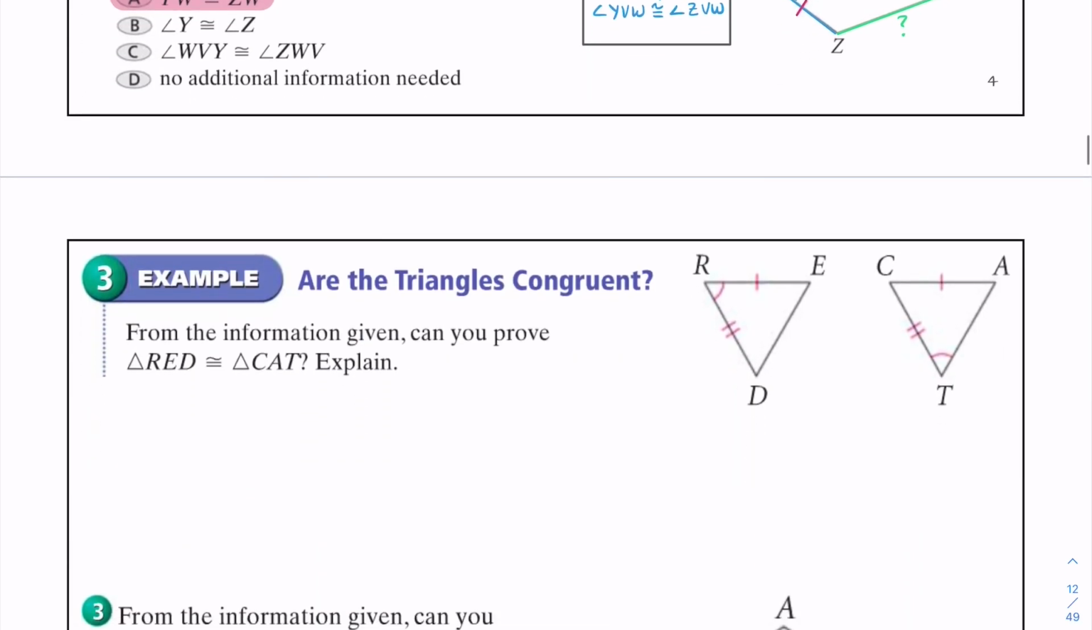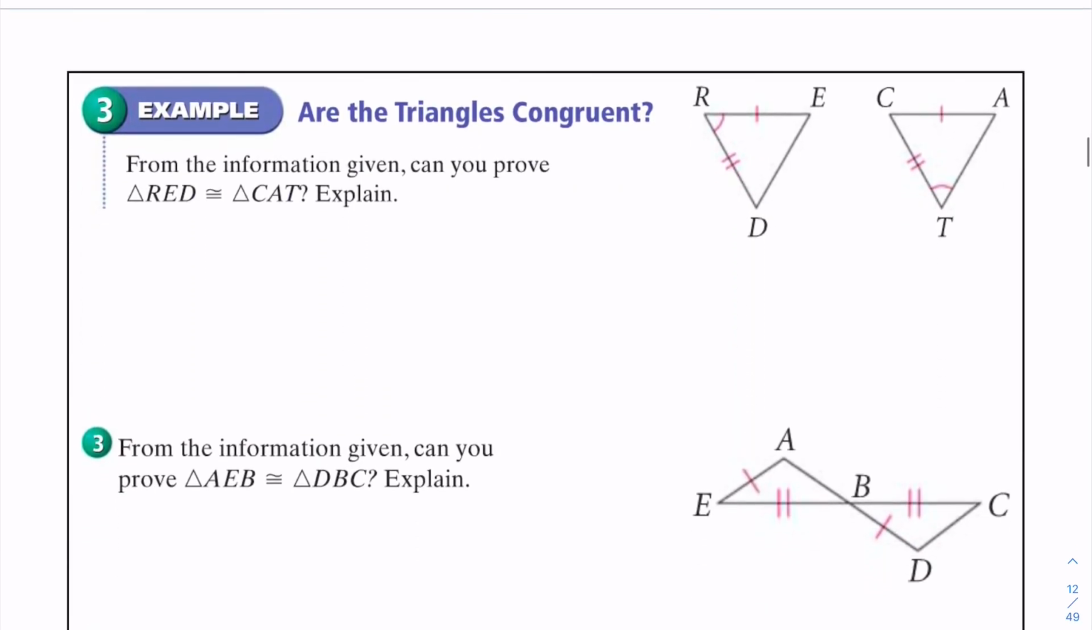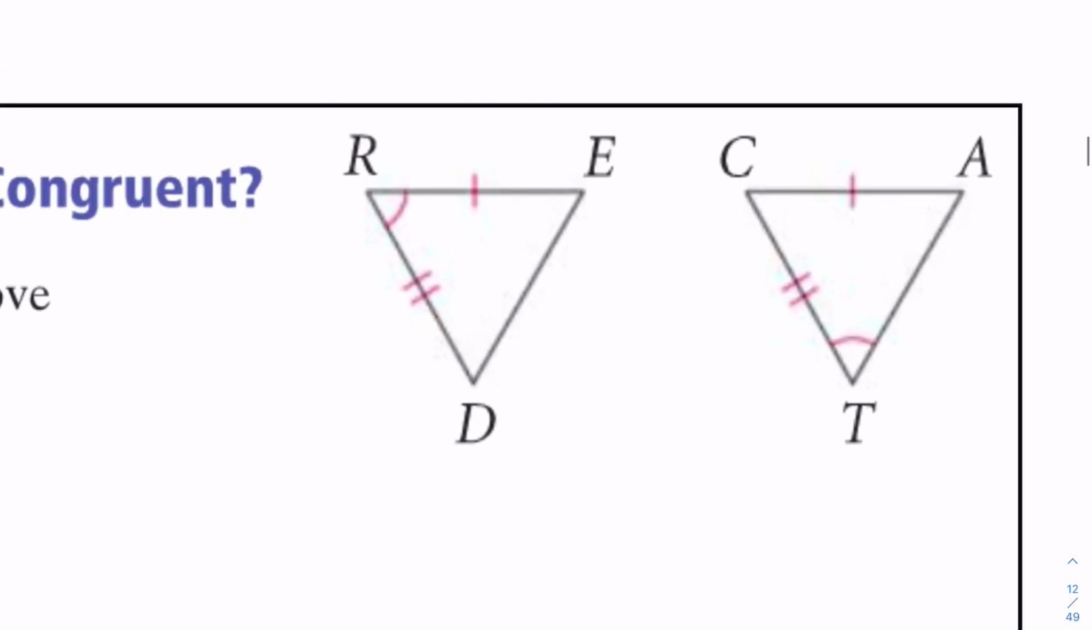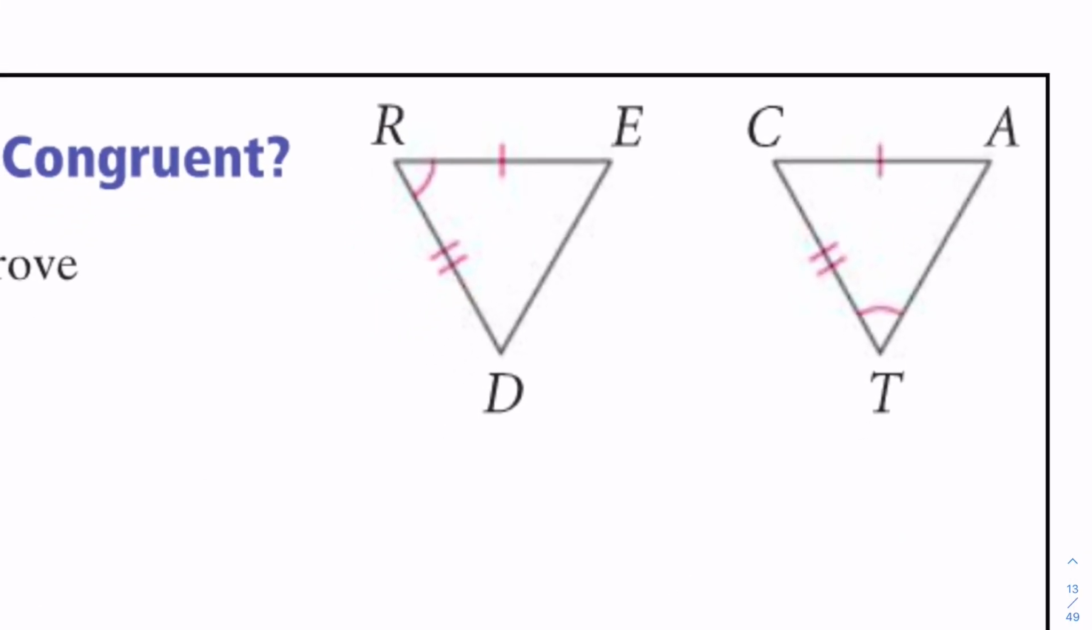I had two options. All right, are the triangles congruent? So are they congruent? Well, take a look. I have some side angle side happening here. I see a side, and I see a side. I see an angle caught in between, so it's looking pretty good. So that looks like side angle side.